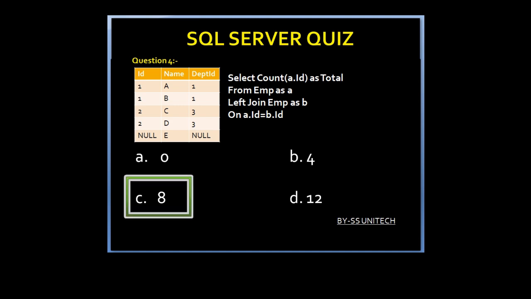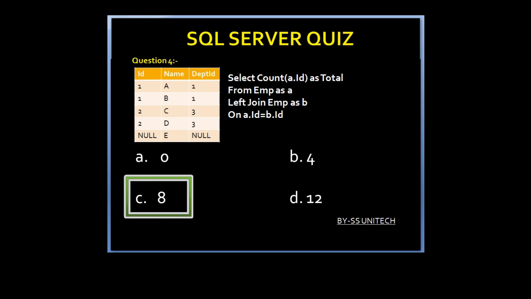So time up. Option C is true. Again it will pick the first row ID column value from our left table and try to compare with our right table ID columns. For ID 1 it will return 4 rows and for ID 2 again it will return 4 rows, and we will get one more row with a null value.